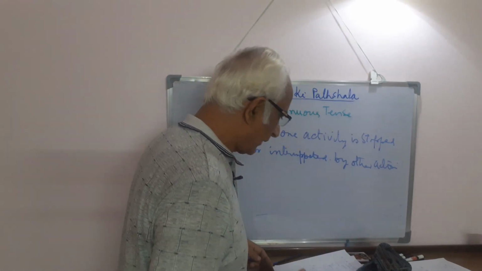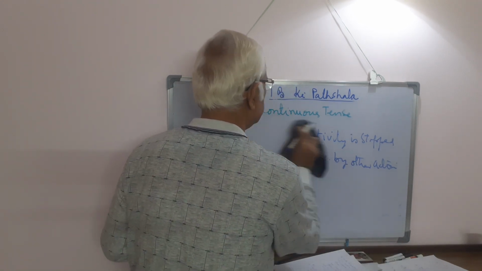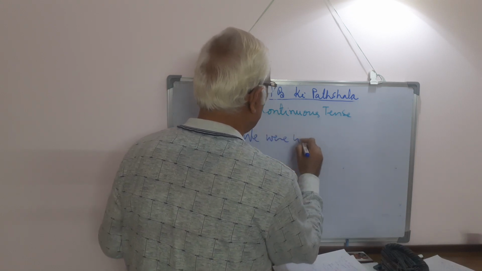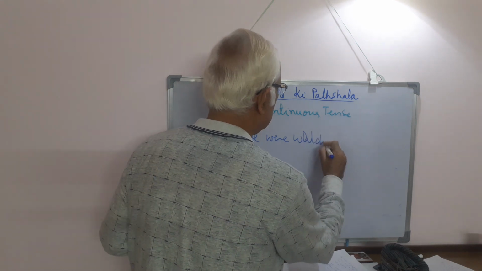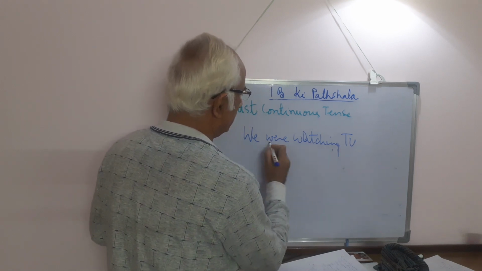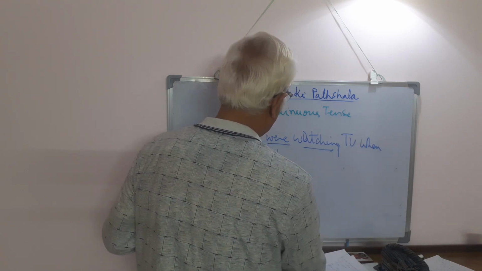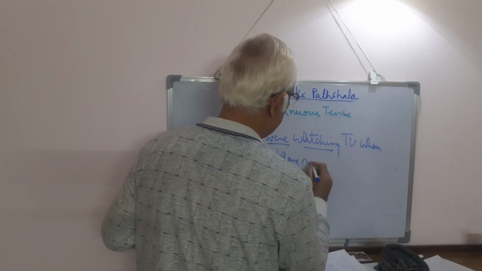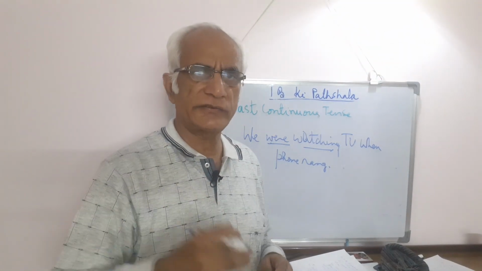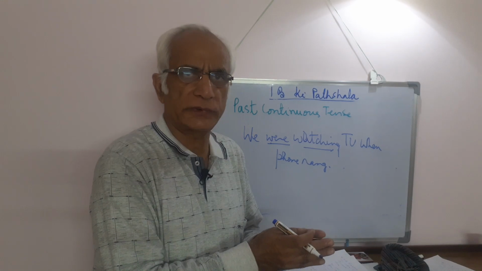So we'll say, for example, we were watching TV when phone rang. We were watching TV. Now this is past continuous. We were watching TV when phone rang. So if you were watching TV and suddenly the phone rings, you will have to get up and pick that phone, attend that call. So this activity gets stopped or interrupted.